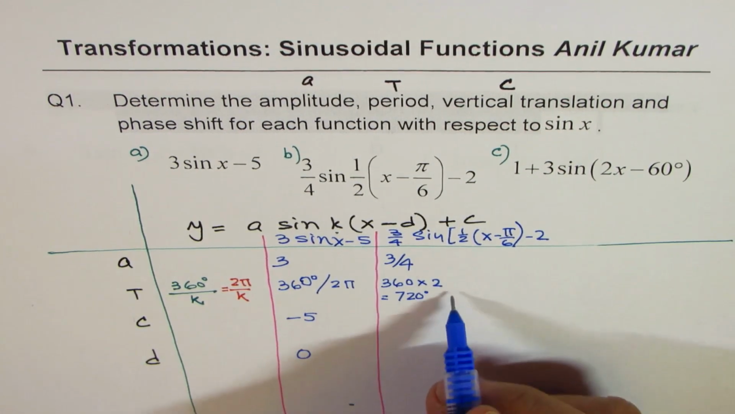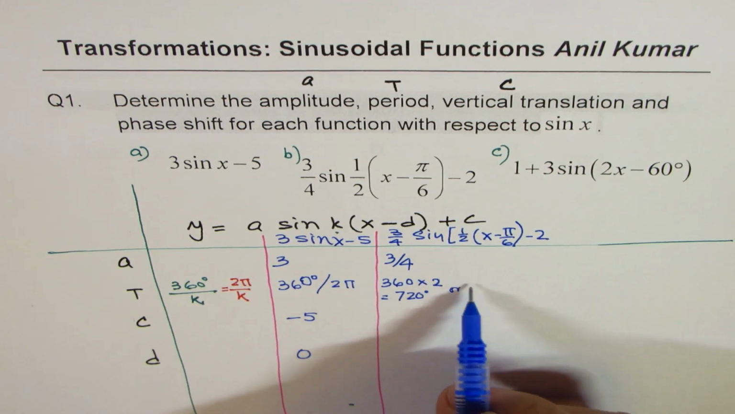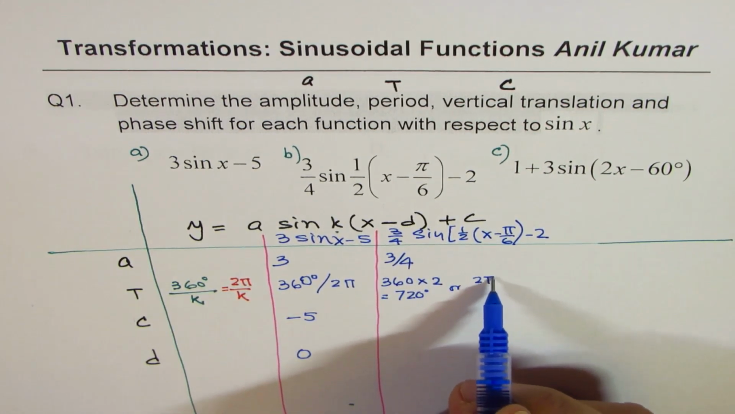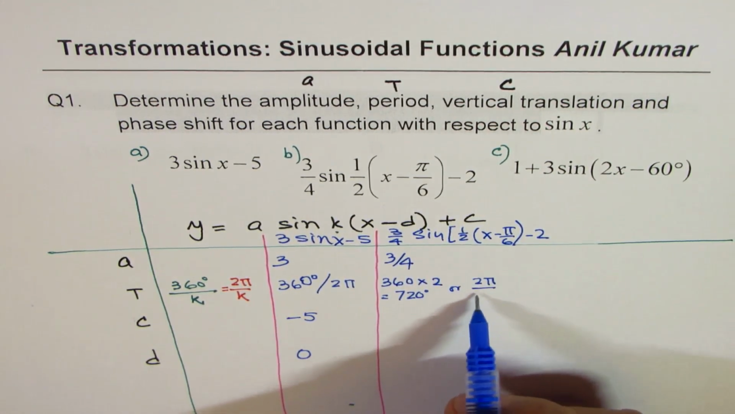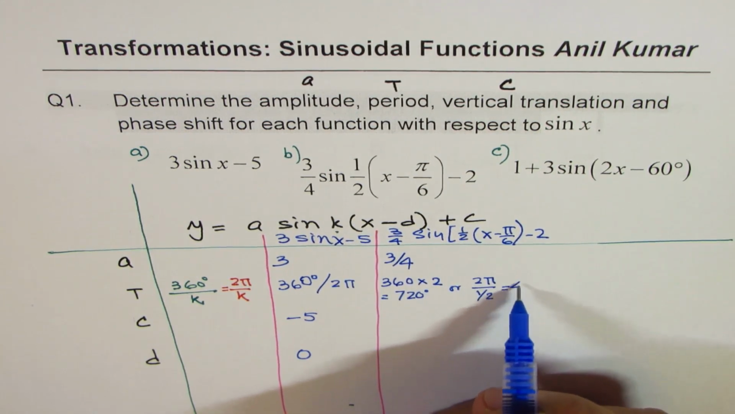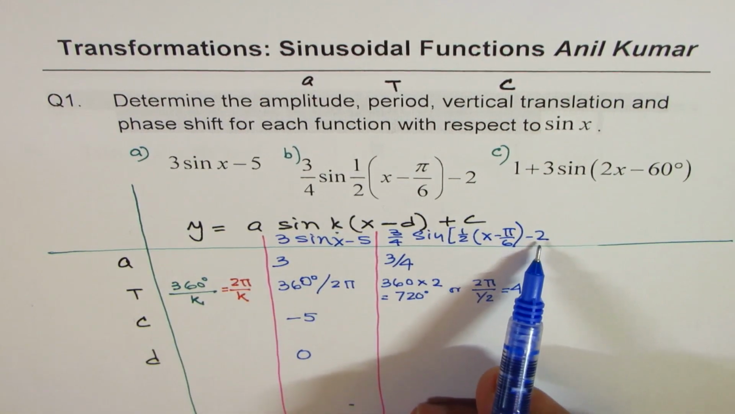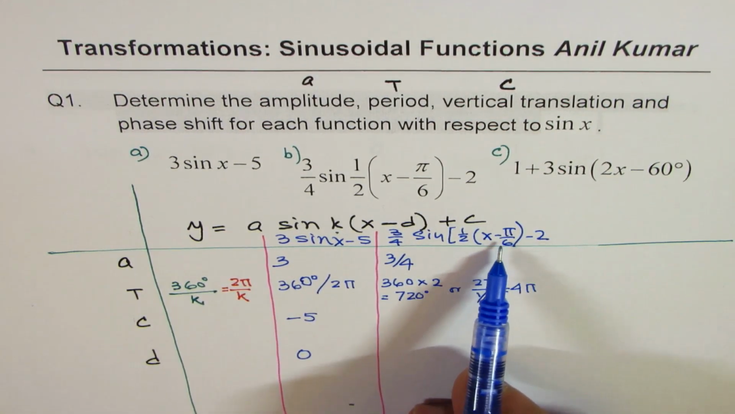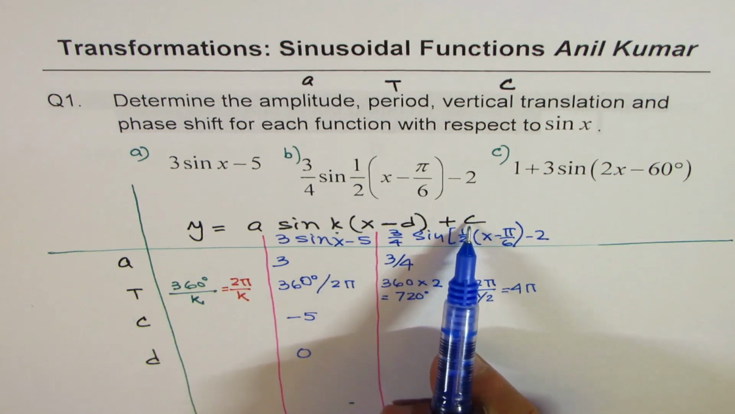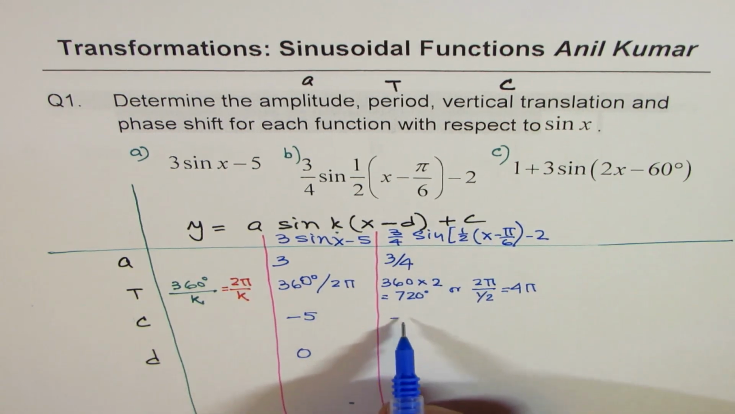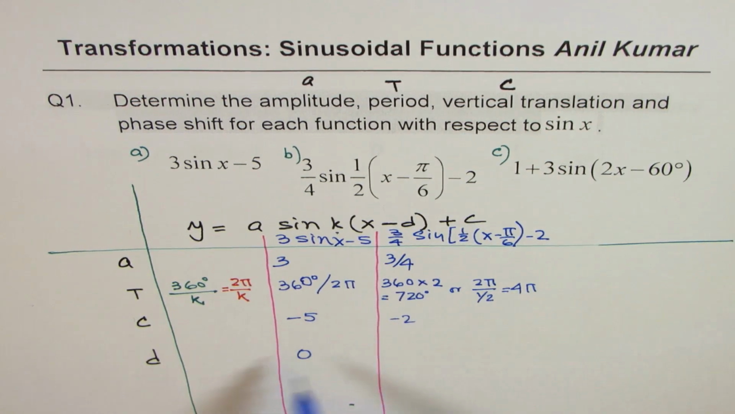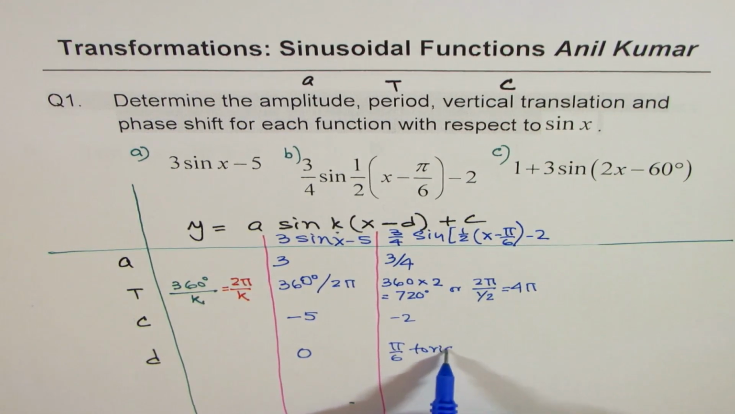In case you want to write in radians, then it is 2 pi divided by half, which is actually equal to 4 pi. Do you get it? So that is what time period is. C and D you can directly read. C is, as you compare here, the axis. So C is minus 2. The wave goes 2 units down. And D is also called phase shift, which is pi by 6 to the right.